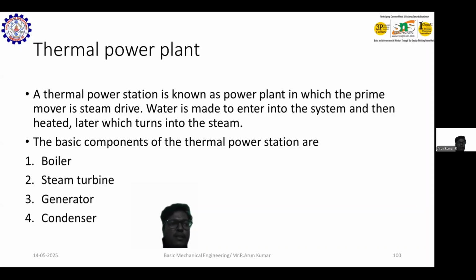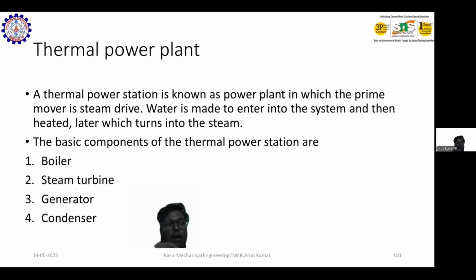Once the steam is transferred to the turbine, the turbine rotates at high RPM. That high RPM of the turbine is coupled with the alternator, and the alternator converts it into electric energy. That electric energy is then transferred. That is the kind of process. So here the primary mover is the steam turbine.